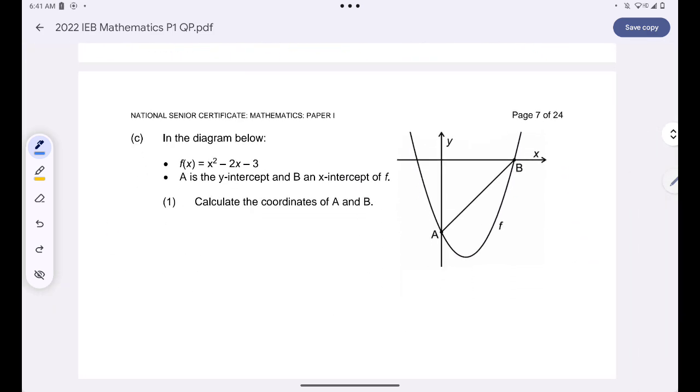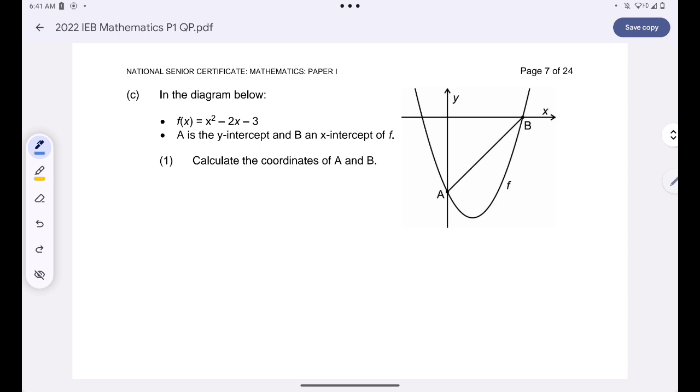Okay, now let's move to C. In the diagram below, f of x is equal to x squared minus 2x minus 3. A is the y-intercept and b is the x-intercept of f. Calculate the coordinates of a and b. The y-intercept is given by the constant there in the equation. So I know that the coordinates of a, x is 0, y is negative 3, right? All I need to do is to find the coordinates of b.